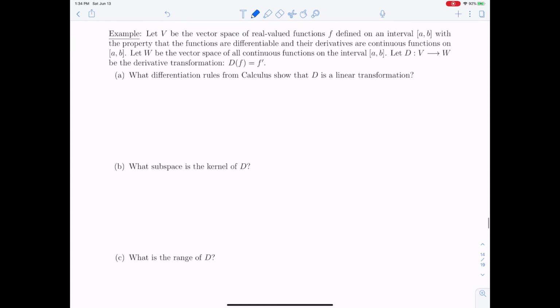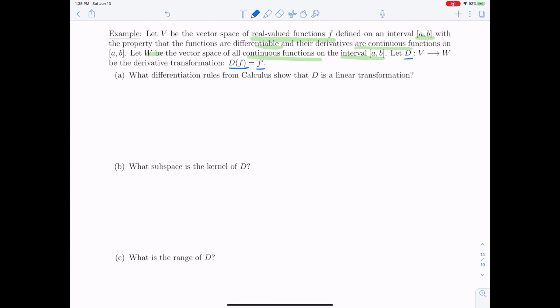Suppose that V is a vector space of real-valued functions f defined on the interval from a to b, such that the functions are differentiable and their derivatives are continuous. And suppose that W is another vector space consisting of all the continuous functions on the interval [a, b]. And let's say D is a map from V to W defined by D of f equals the derivative of the given function.